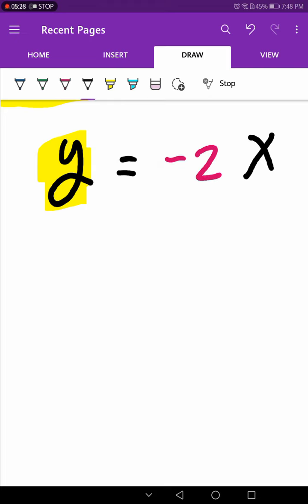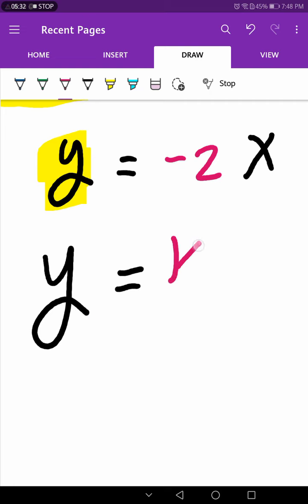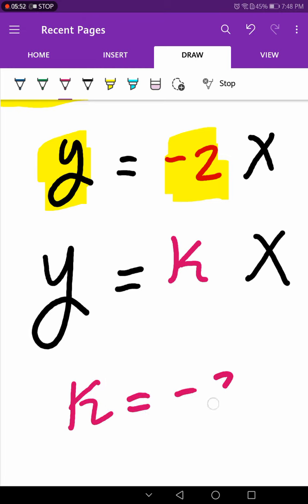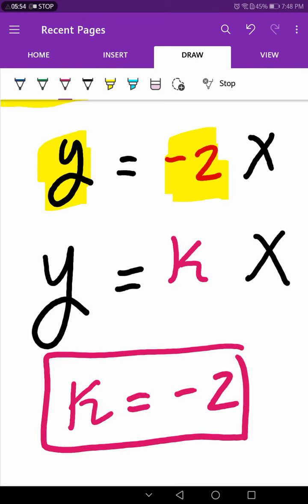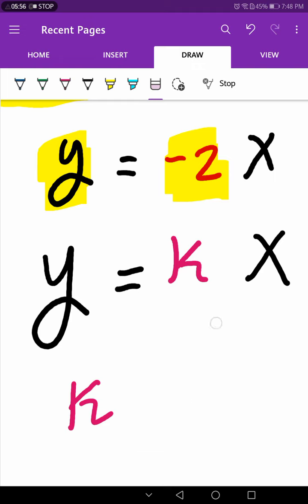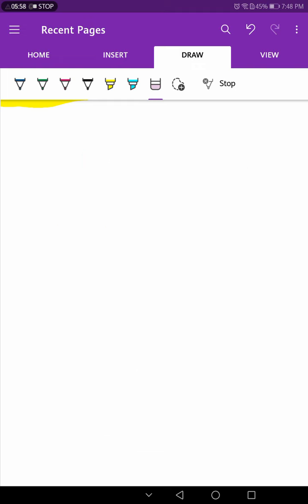Now compare the general form of the direct variation equation and see. Yes, it is almost the same. So what is the k here? Clearly it is negative 2. So the constant of variation k equals negative 2. My dear student, I hope you got it. Let us move to the next question, my dear student.